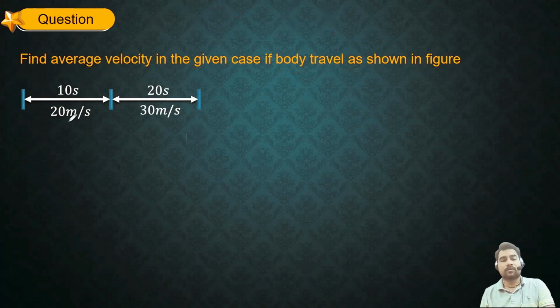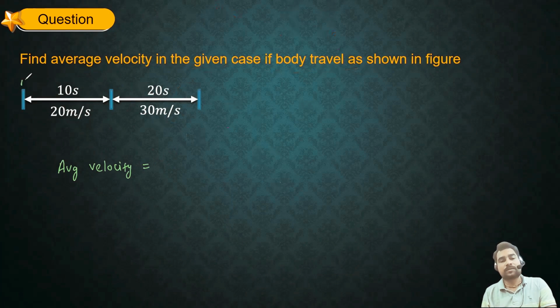Initially the body goes with speed 20 meter per second and travels for 10 seconds. For the rest of the journey it is covered with speed 30 meter per second and time taken is 20 seconds. This time I have to tell average velocity. Average velocity has the formula total displacement upon total time. But this time total displacement is not given to me.